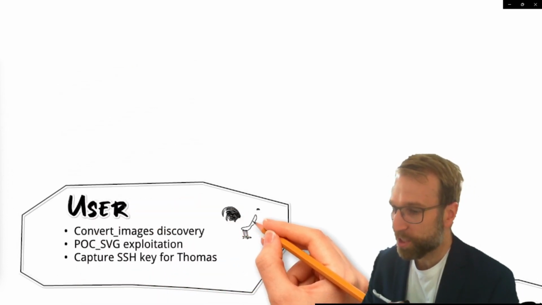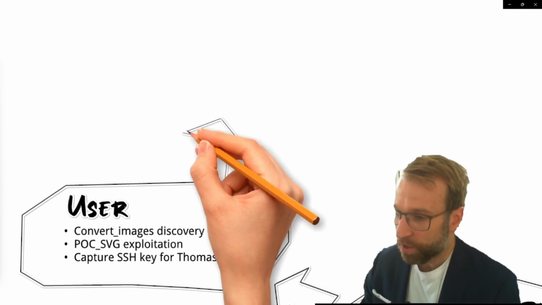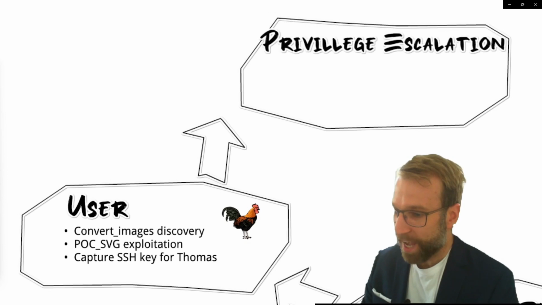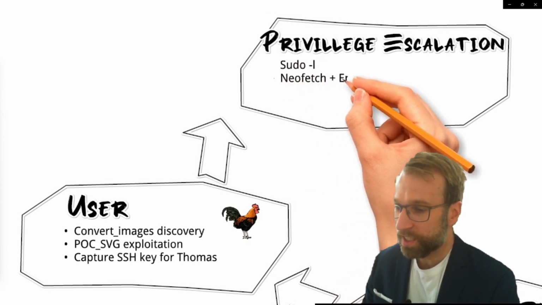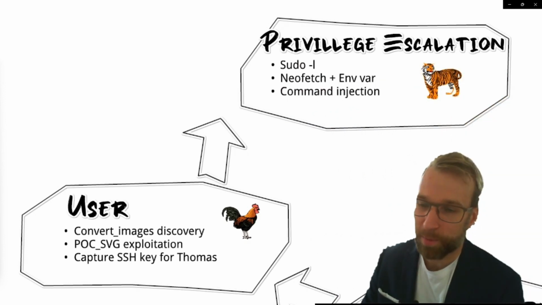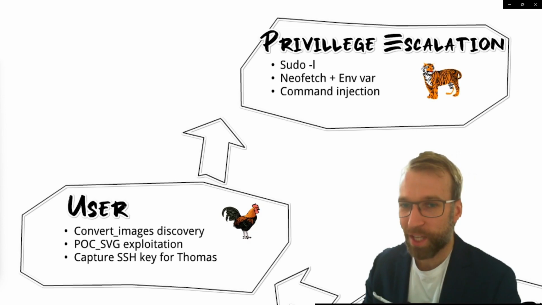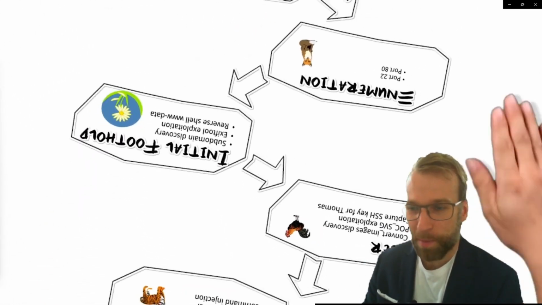So from here we learn about the convert images script. We learn that there is an exploit for this and we exploit this with the POC SVG exploitation. It's a CVE, and then we capture the SSH key for Thomas. From here, we connect in, we perform privilege escalation with sudo -l, and we take advantage of neofetch and an environment variable for command injection. Let's get into it.